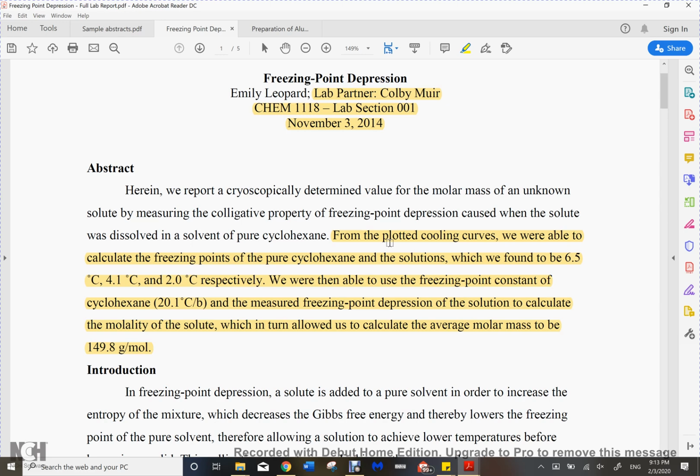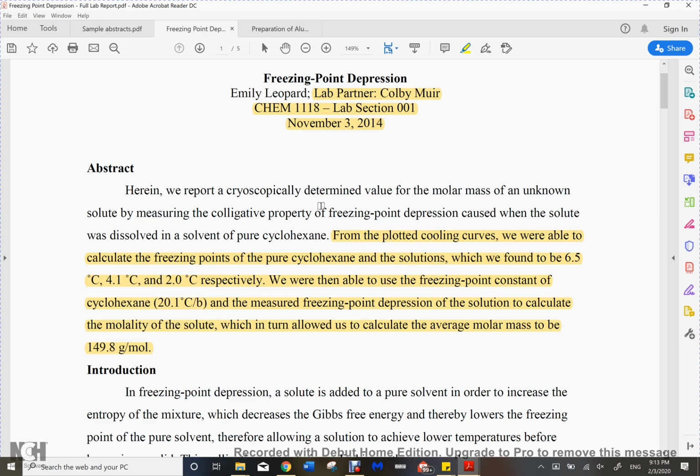So it says we were then able to use the freezing point constant of cyclohexane and the measured freezing point depression of the solution to calculate the molality, which in turn allowed us to calculate the average molar mass to be 149.8 grams per mole. Okay, so again, this is similar to some calculations that we've done in class, and I was just explaining what our results ended up being. Okay, so nice and short. If you'll notice, this is just, I think, 3 sentences. So 2 to 3 sentences is just fine. You want to keep it short and sweet while still hitting on those key buzzwords.